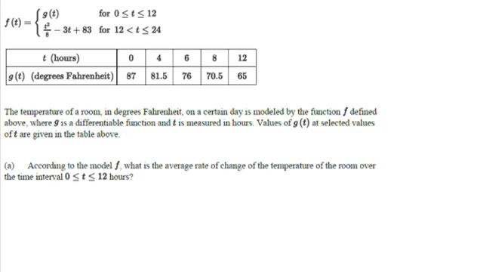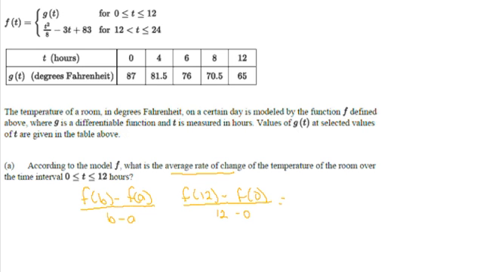Okay, last one. We have a function here, we have a table here, we have some words here. And according to the model F, we want to know the average rate of change of the temperature of the room over the time interval from 0 to 12 hours. Average rate of change, so we're looking at f of b minus f of a divided by b minus a. So from 0 to 12 hours, looking at f of 12 minus f of 0 divided by 12 minus 0.